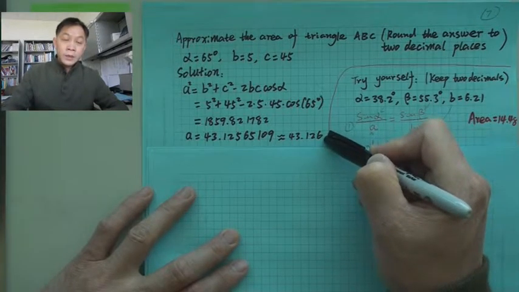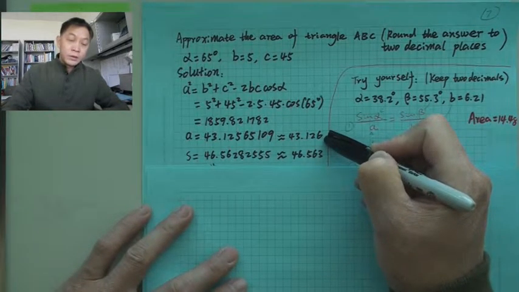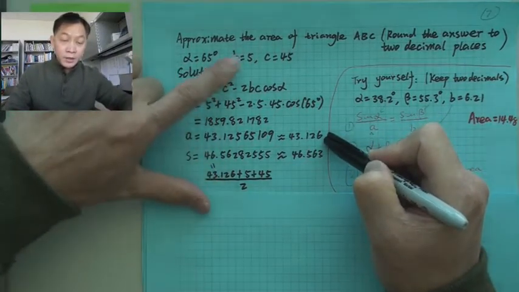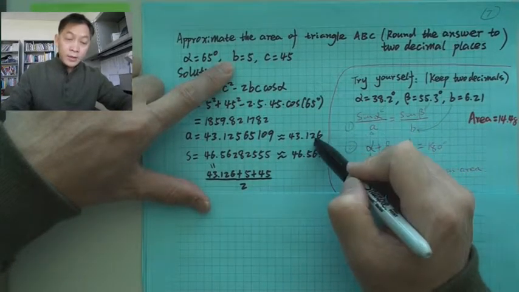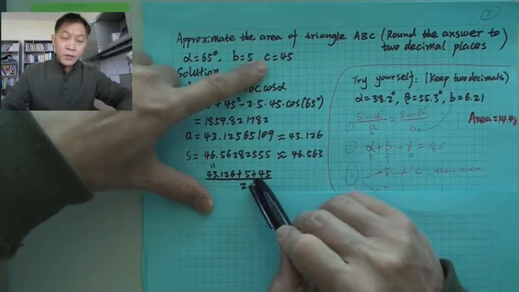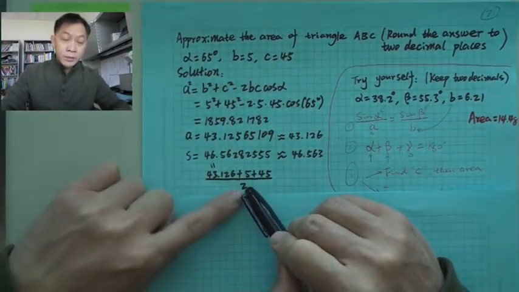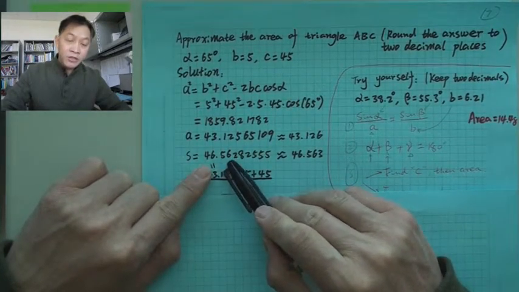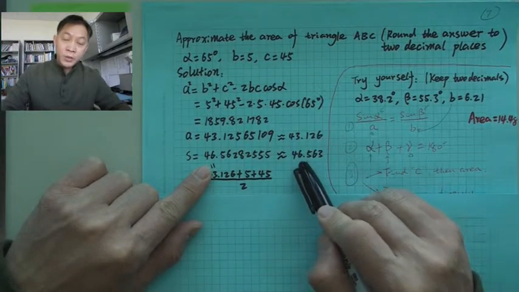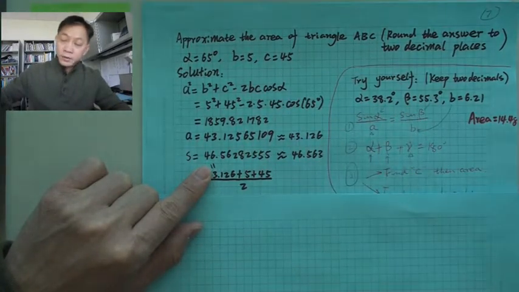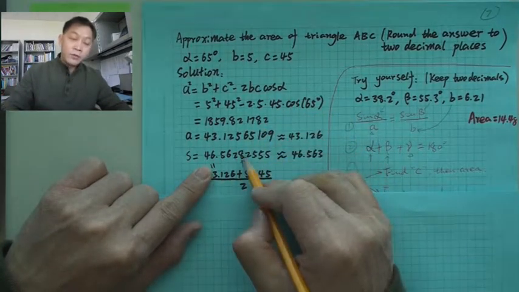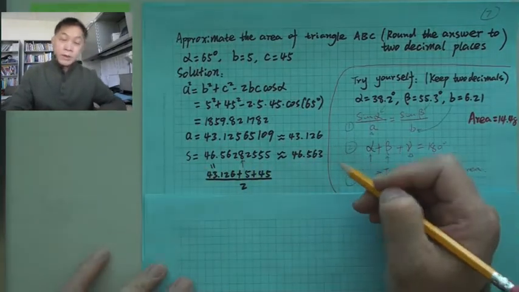Now, you need S. How do you find out S? You add all 3 sides together: A, plus B is 5, C is 45. Add together, divided by 2, you have 46.56282555, approximately 46.563, because you can round this one. Greater than 5, round it up. Okay, so you have S.